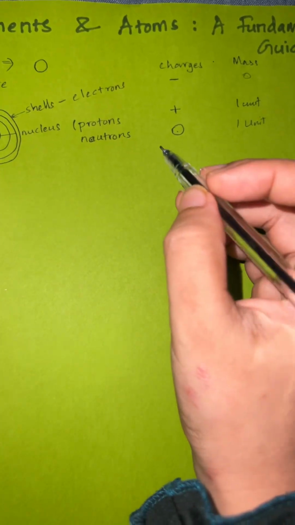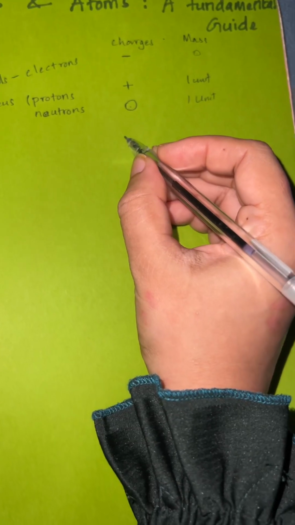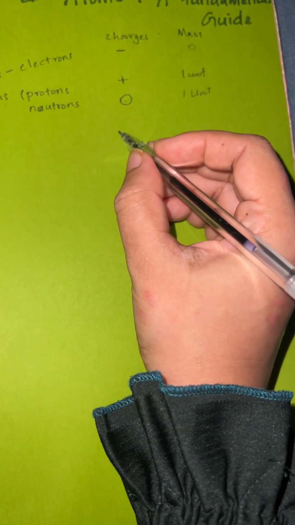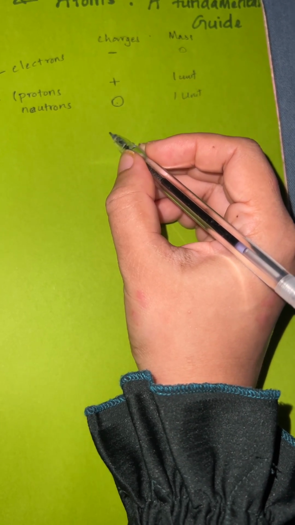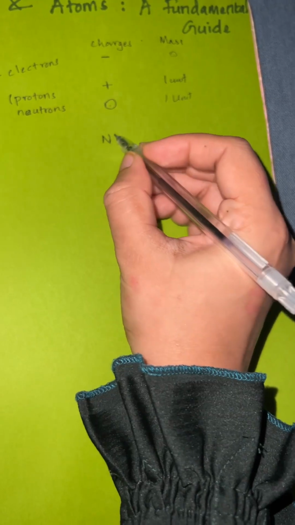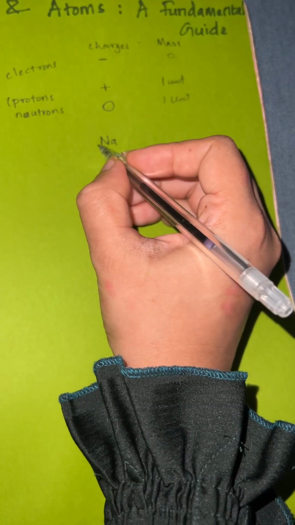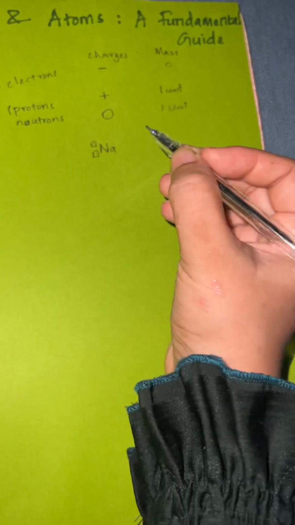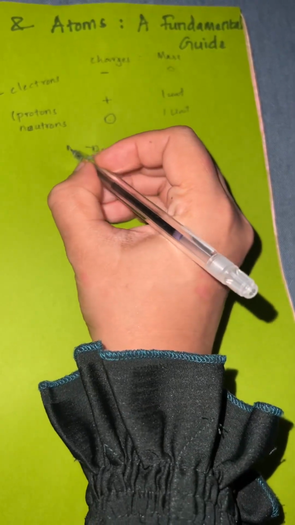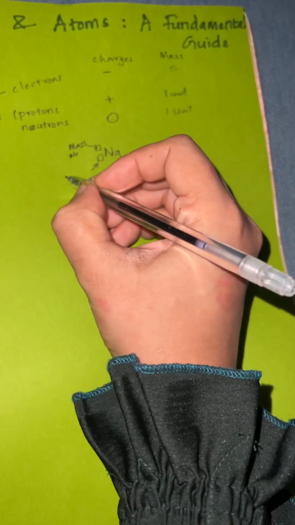Alright, so to make you understand better, now I'm going to take an example, a sodium atom, right? So we have in the periodic table for each atom a symbol. For sodium, the symbol is Na. So now there are two numbers mentioned in the periodic table. The number at the top is the mass number, and below we have the atomic number.